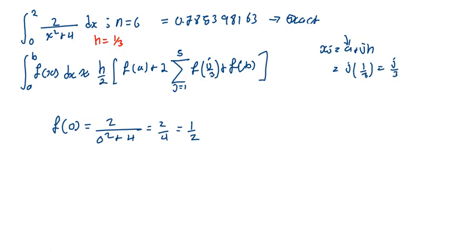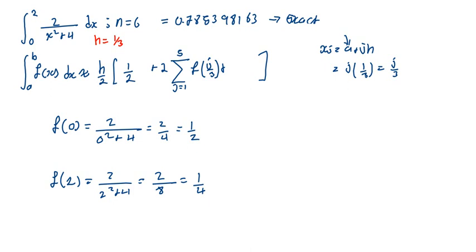What about f of b? Our b is 2. That would be 2 divided by 2 squared plus 4, which equals 2 over 2 squared, which is 4, plus 4. That would be 2 over 8, which equals 1 over 4. So without wasting time, we can plug it in here. That would be 1 over 2 for this part, then for this part we have 1 over 4. Okay, interesting.